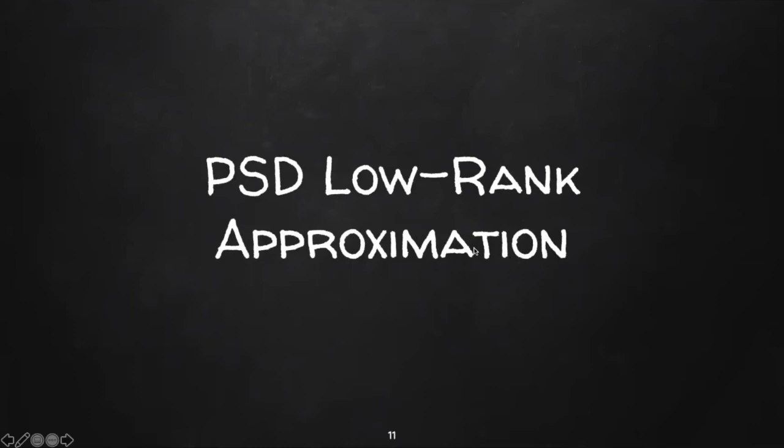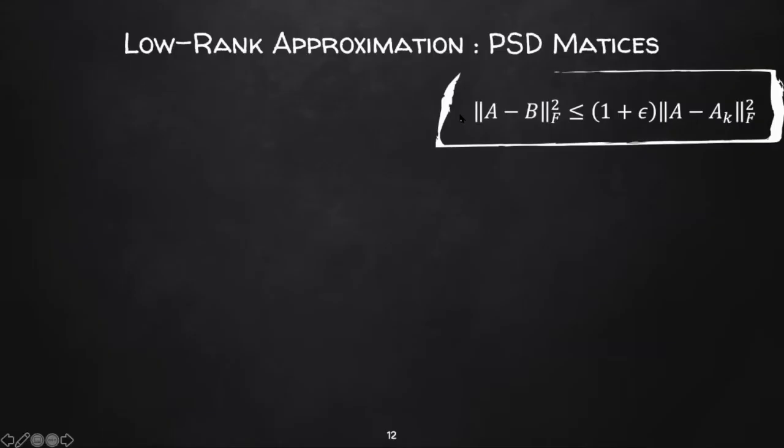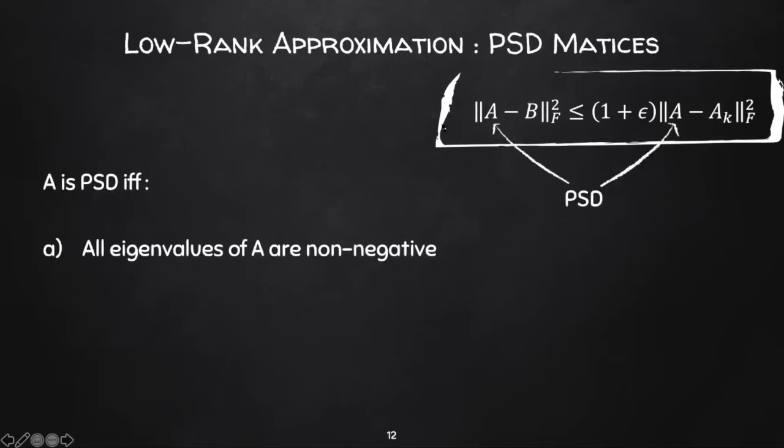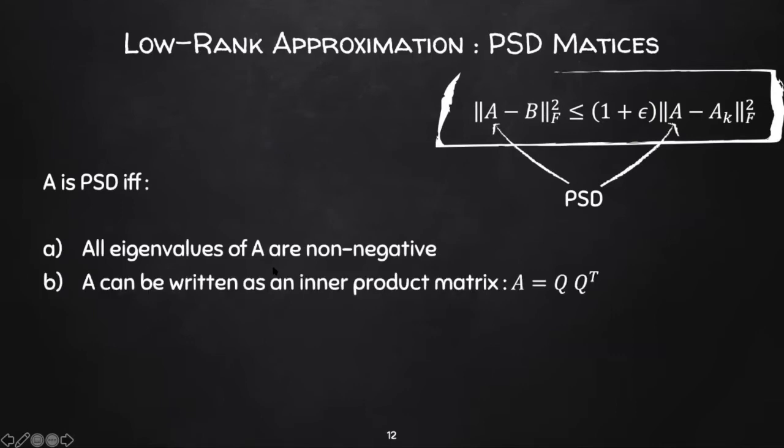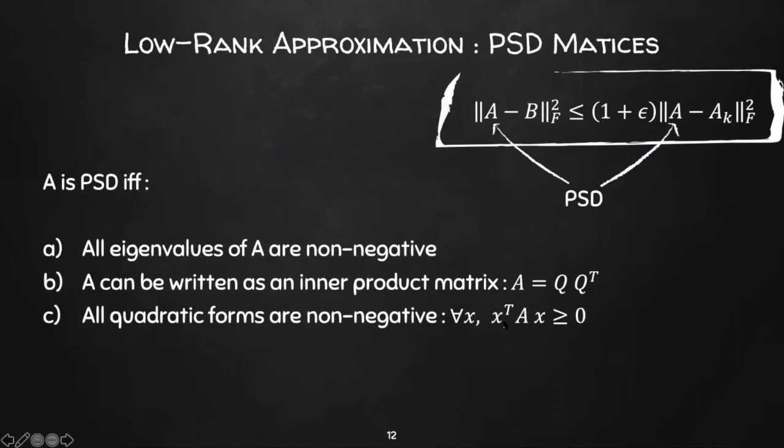Okay, so let's change gears a bit and consider the PSD low-rank approximation problem. Here we have the same objective as before, but in addition, we assume that the input is PSD. Recall, a matrix is PSD if and only if all the eigenvalues are non-negative, and it can be written as an inner product matrix, so in the form of Q transpose Q, and all quadratic forms are non-negative.